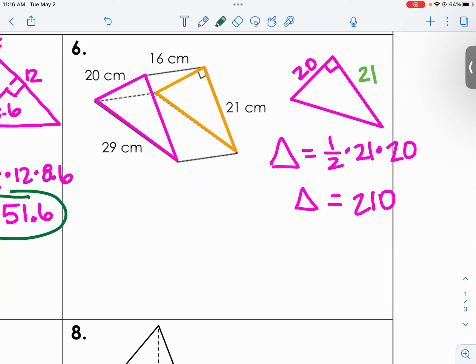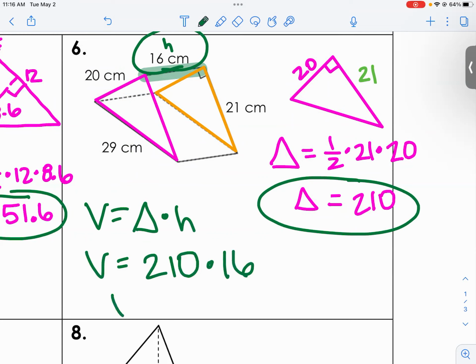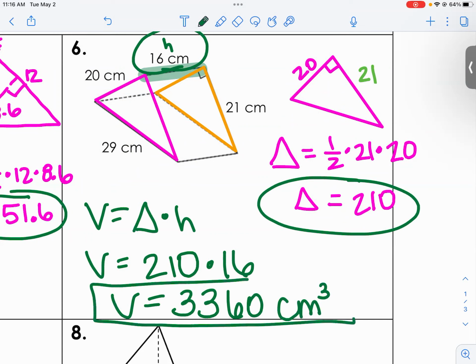Okay. So now we need to figure out the height of the prism. Which number is the length from triangle to triangle? Yep. 16 is our height. So here's the height of our prism. Here's the area of our base. So we're going to take 210 times the height of the prism.